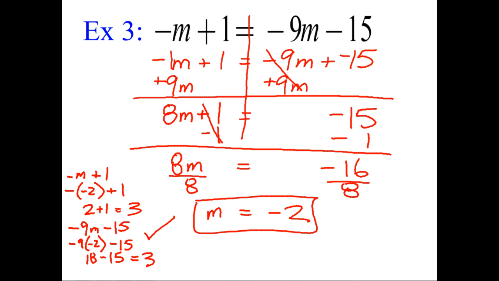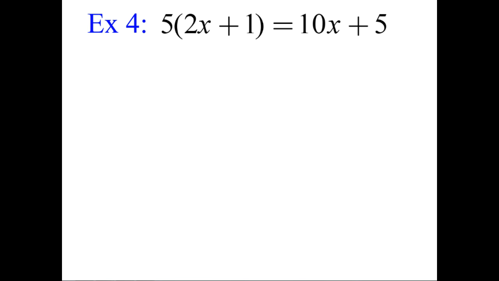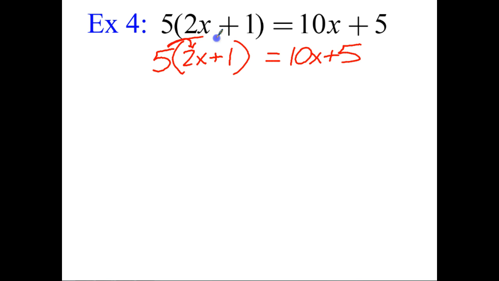Okay, let's move on. Now, here we have one with variables on both sides, and we also have our parentheses. We have the distributive property, okay? Let's just use the distributive property here and break open those parentheses to start with. So I'm going to rewrite my equation: 2x plus 1 is equal to 10x plus 5. Then I'm going to multiply each side. So 5 times 2x is 10x, and 5 times 1 is 5. And that's equal to 10x plus 5.